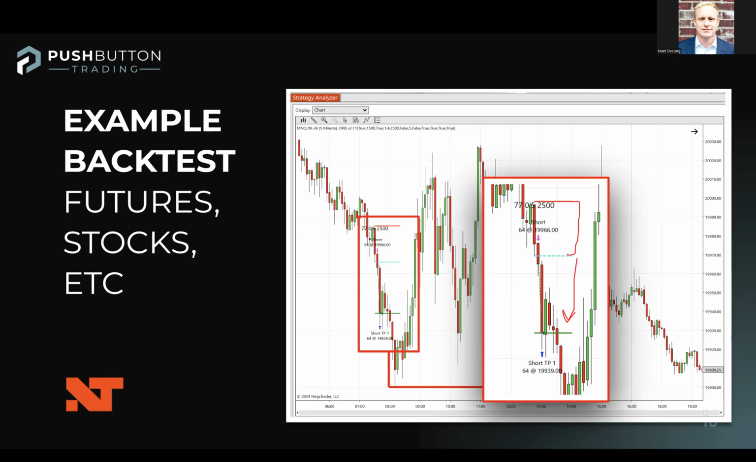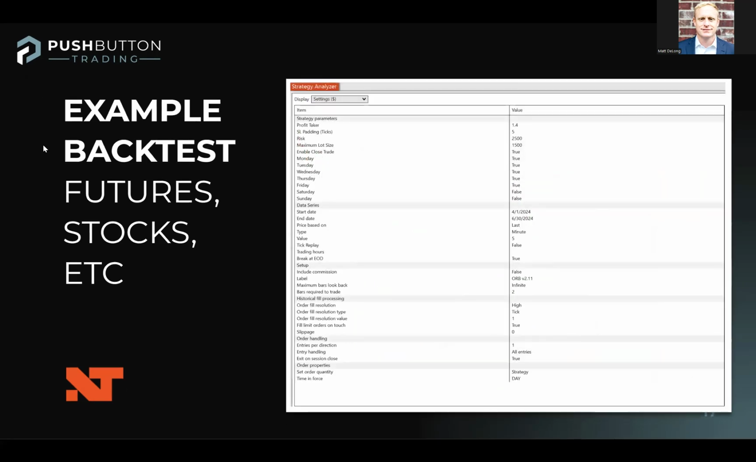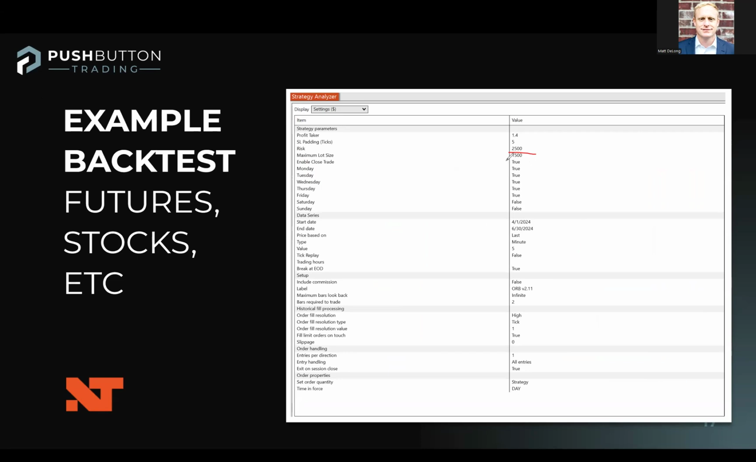Okay. This is showing the exact trades, basically the decisions it took in order to get into these trades. This will also dump out all the settings that we use. In this example, we're risking $2,500. We have a maximum of 1,500 units, 1,500 contracts, or 1,500 shares if this is stocks. I forget exactly what we ran this on.